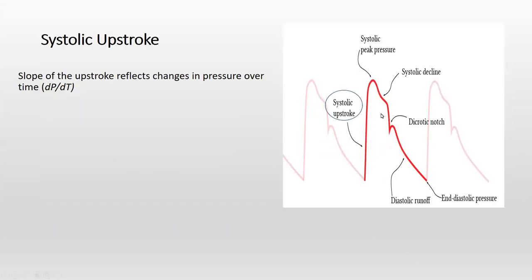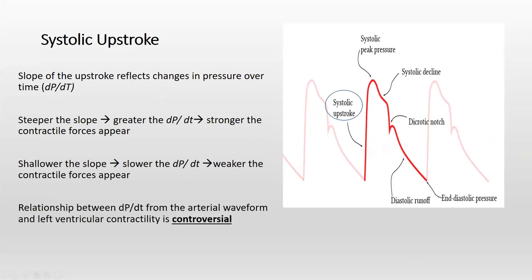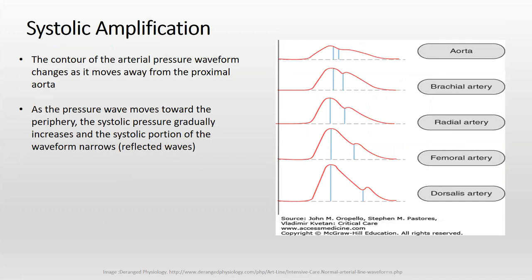So what does this systolic upstroke represent? The slope of the upstroke reflects the change in pressure over time. If the slope is steeper, the greater the pressure over time, that means theoretically your contractile force is stronger. And if it's a shallower slope, it's a slower pressure waveform and a weaker contractile force. However, there have been studies done to see if the systolic upstroke can be used to interpret ventricular contractility, and it's a very controversial area. We typically don't use it because there's so much more that defines ventricular contraction that it's difficult to interpret the systolic upstroke on the basis of ventricular contractility. So this concept was important to understand the systolic amplification.